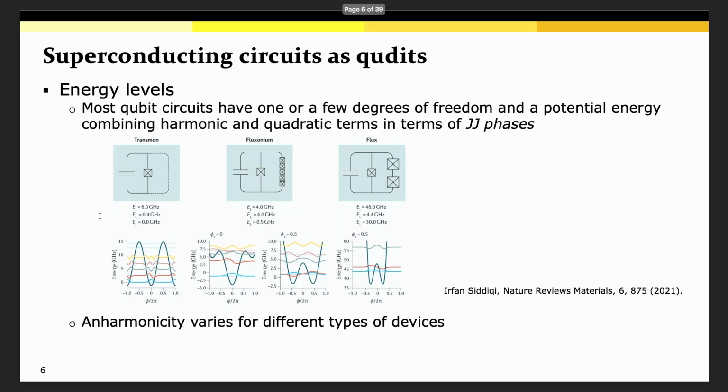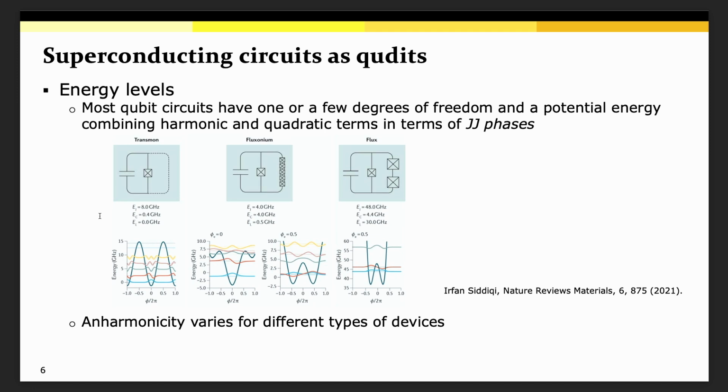Now, just to comment a bit more about some of the properties of these devices and how they are relevant for qubits, I'm showing here a diagram from a review paper by Irfan Siddiqi, which illustrates this very nicely. This diagram shows three main types of superconducting qubits: the transmon, the fluxonium, and the flux qubit. What you see in these lower panels in black are representations of the potential energy in terms of the phase degree of freedom. This phase degree of freedom is the phase across a Josephson junction or something related to it.